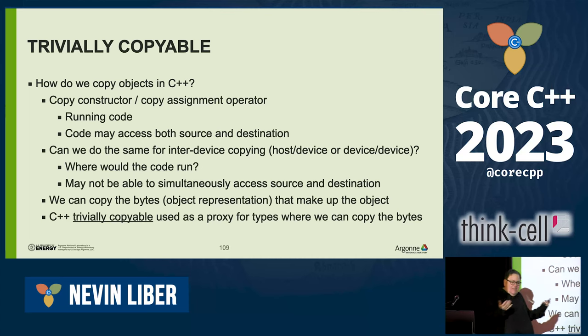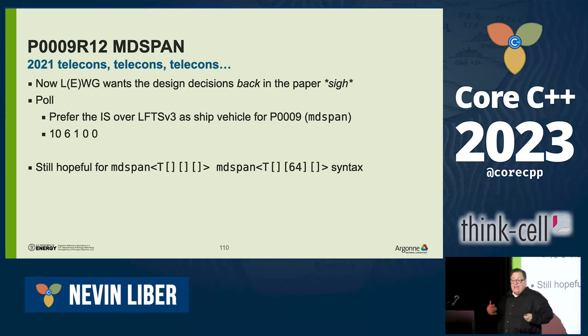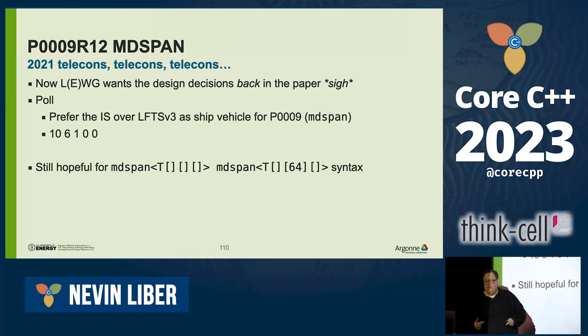So we can copy with the object representation. We can copy the bits. And we in HPC use trivially copyable as a proxy for types we can just copy over. So it's important, and I didn't realize how important that was until I joined HPC. Proposals would come up and say, we want to make it trivially copyable, and I normally just said yes, but not terribly enthusiastically. It's like, somebody's going to have some more use cases, sure, why not? But now I actually really care and try to educate committee members why it's important to us.